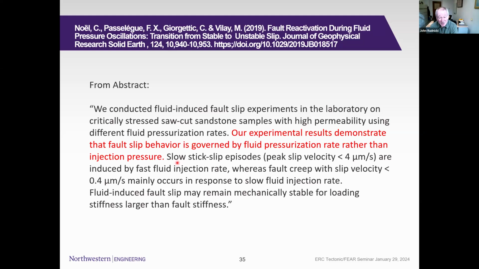So why does it depend on the pressurization rate? Well, a couple reasons. If the rate is competing with some other rate, and in the rate and state friction experiment, that rate is the critical sliding distance divided by the velocity, then the pressurization rate is going to come into it. So that competition affects the results.